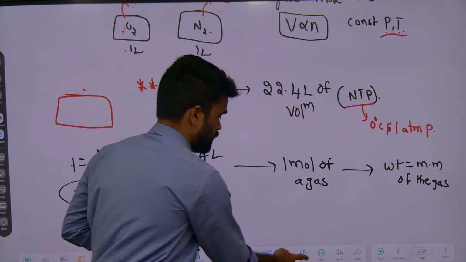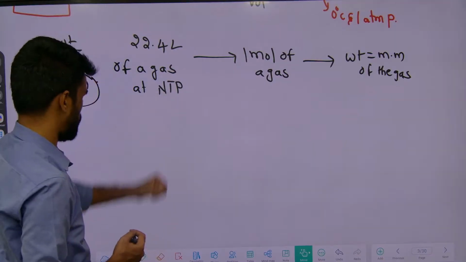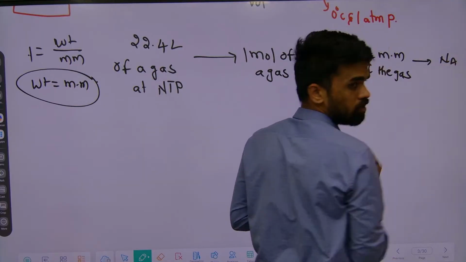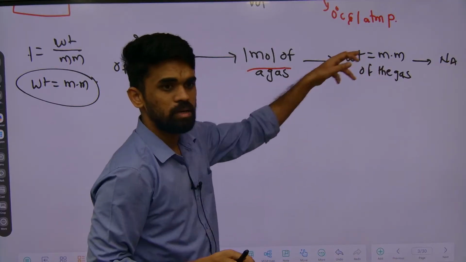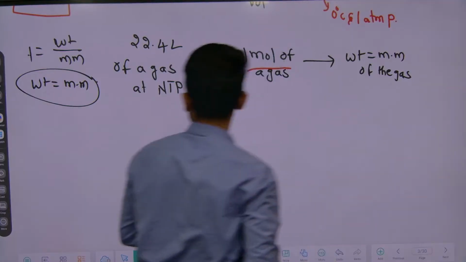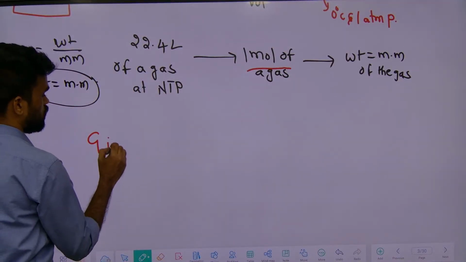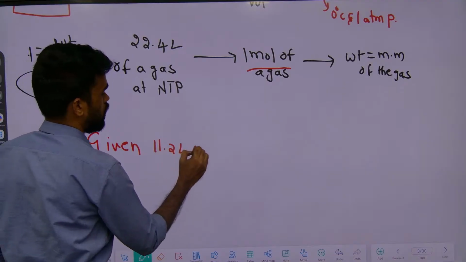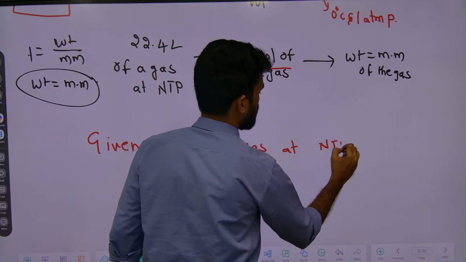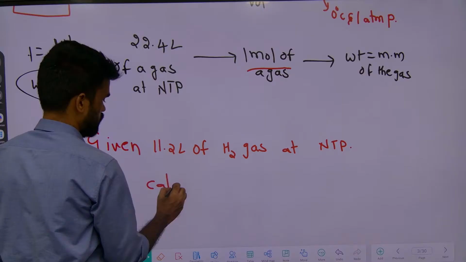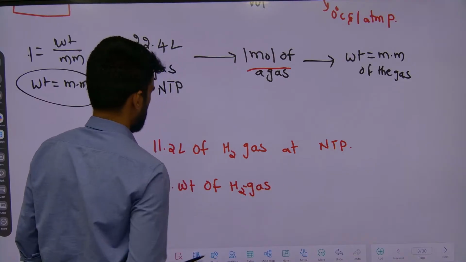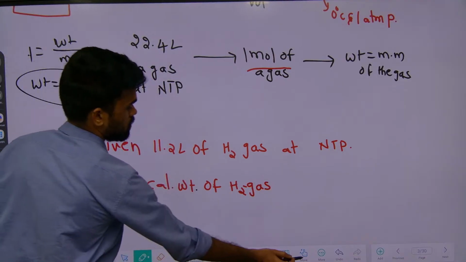Next thing, we'll make some questions on this anyways. Also you can link it to Avogadro number of particles, because by knowing how many moles, multiply that with Avogadro number simply. Okay, let's do some questions on this. Given 11.2 liters of H2 gas at NTP, calculate weight of this H2 gas.